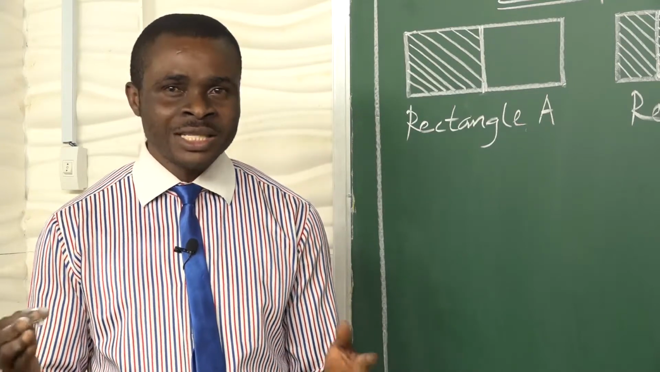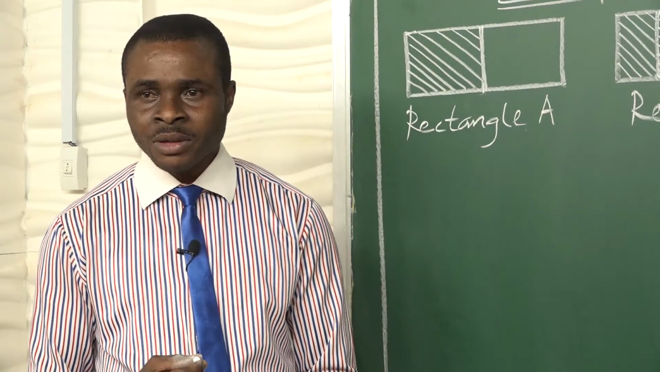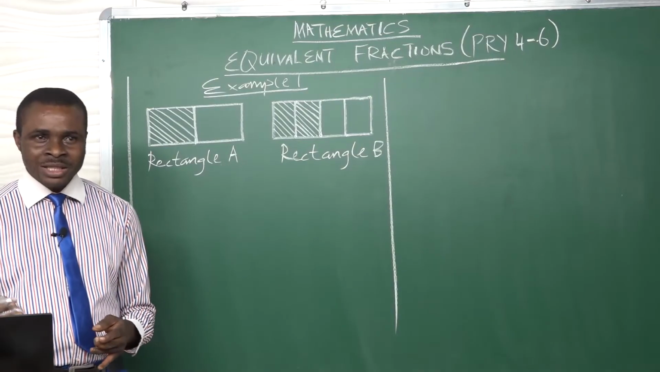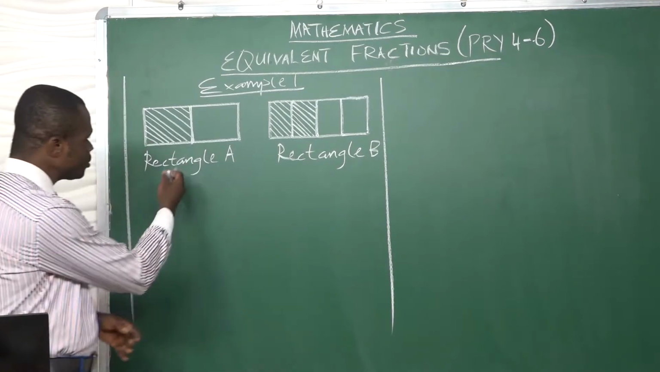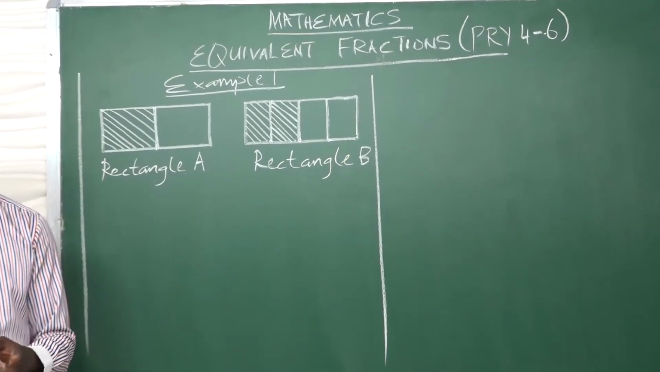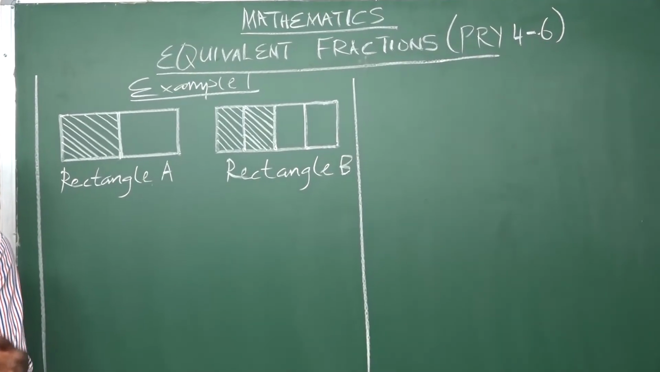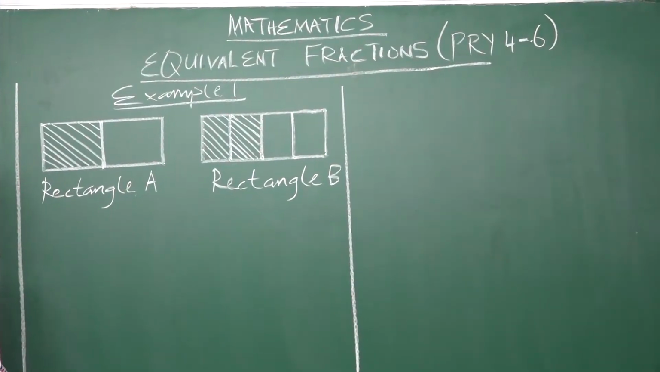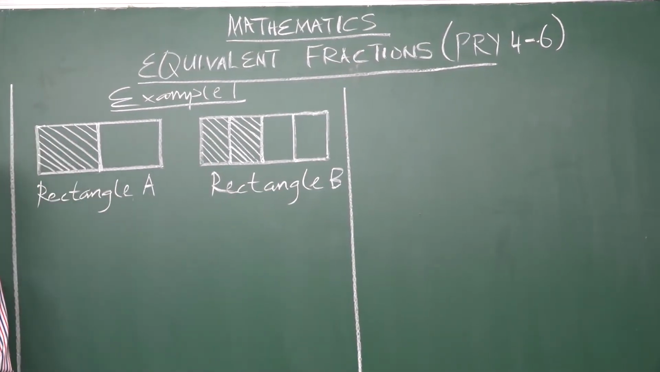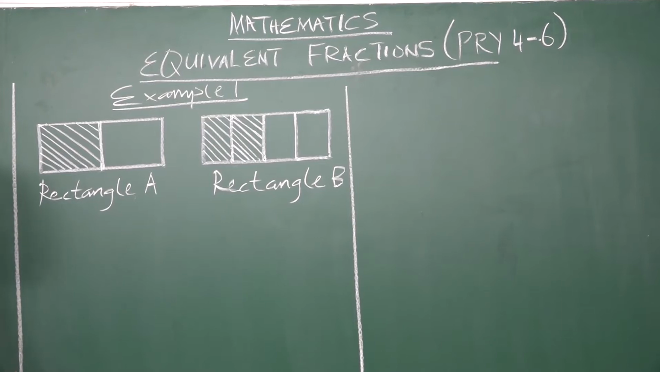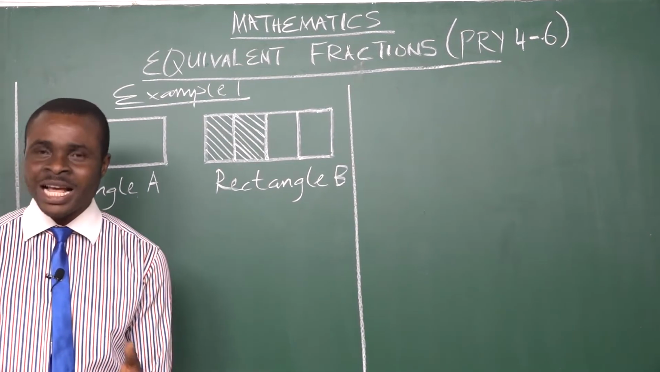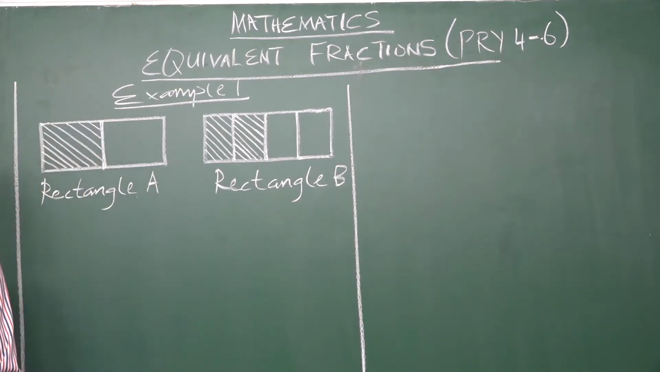If you have two rectangles, call one rectangle A and call the second one rectangle B. Divide the first one into two equal parts, and shade one portion of it. Divide the second one into 4 equal parts and shade 2 parts of it. Now from the two rectangles, write out the fractions.